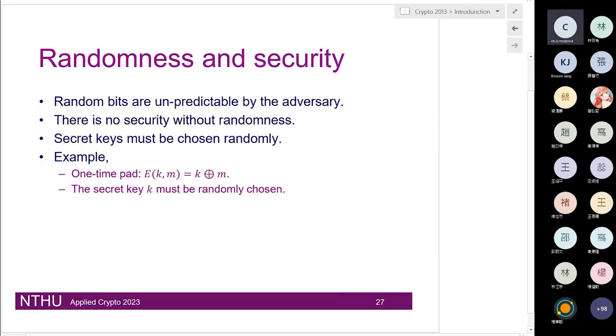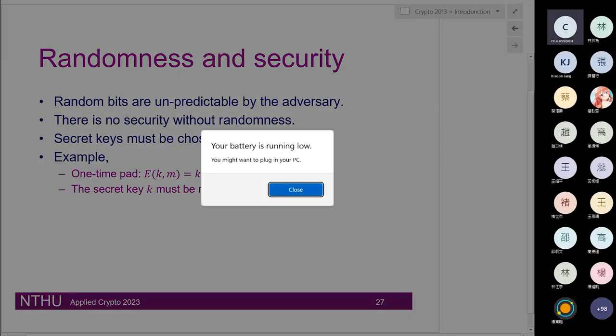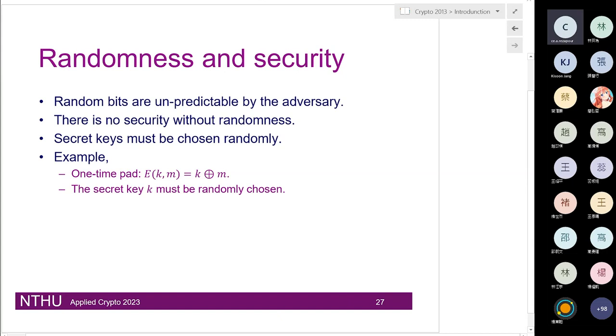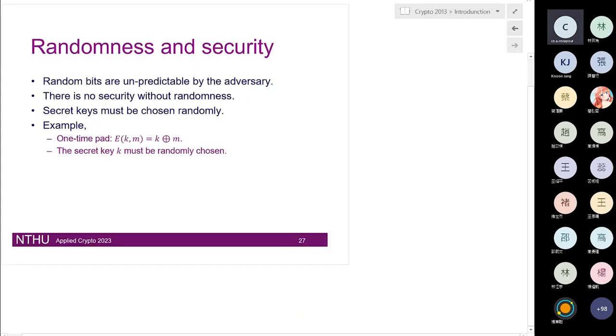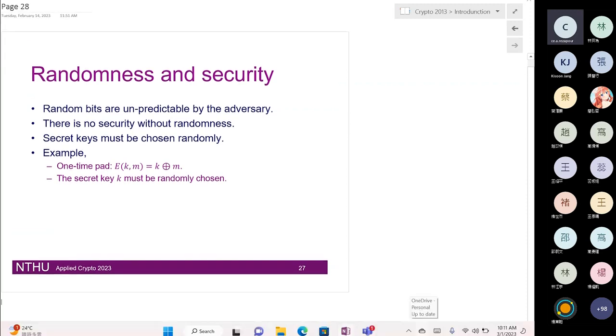The last slide is about randomness and security. So some words about randomness and security. The point is, for a lot of purposes in security, one of the first things that we would want to have before we are able to achieve any security is randomness.